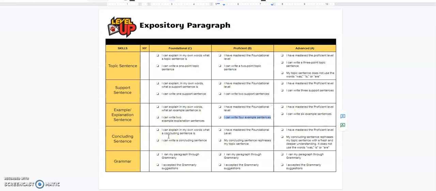And then finally, we have our concluding sentence. At the proficient level, that means that your concluding sentence rephrases your topic sentence. And at the advanced level, your concluding sentence rephrases your topic sentence with a fresh and deeper understanding. So I want to show you an example foundational paragraph. Oops, I almost forgot. Always run your writing through Grammarly and accept those suggestions. So let's look at the example.